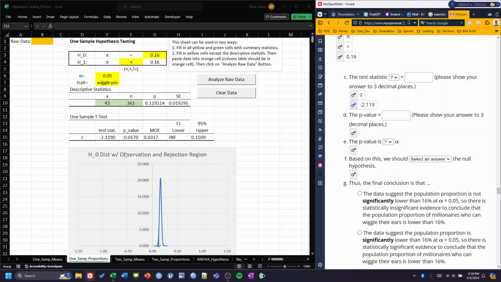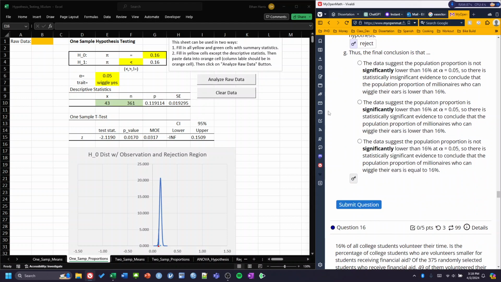Now, if we are actually doing this calculation, notice in this Excel, we can actually double click on this and it'll tell you what you're doing. There's some error catching in here, but if you look at the equation, it's our sample proportion minus the hypothesized proportion divided by the standard error. Our p-value that we get is 0.0170. Our p-value is less than our alpha, and that means that we are going to reject the null hypothesis.